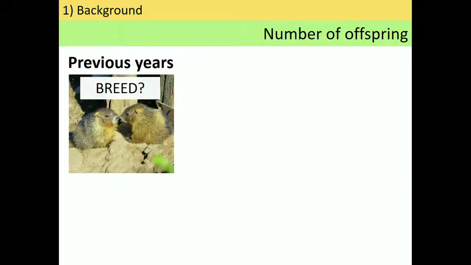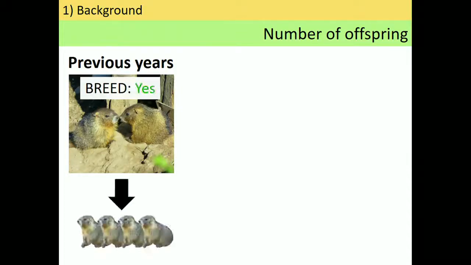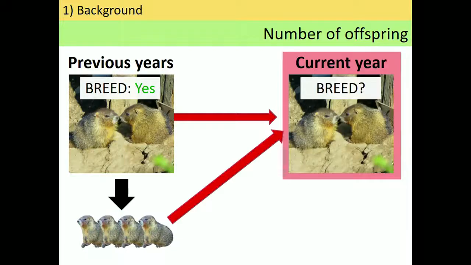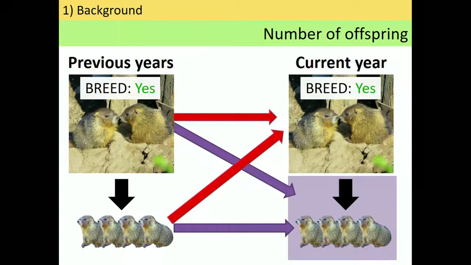So then the question is not only did you breed, but also if you bred, how many offspring did you have? And both the fact that you bred and the number of offspring you had could affect whether or not you're able to breed in the current year, and also how many offspring you have if you do breed. And this is sort of an overview of what I'm going to talk to you about today. And as I said, not a lot of people have looked at cumulative reproductive costs, especially not in a species with high variation in litter size.